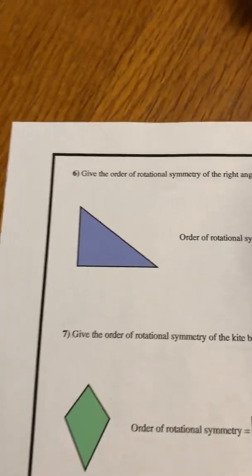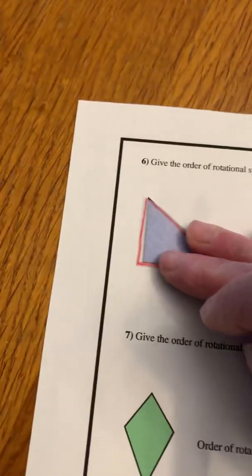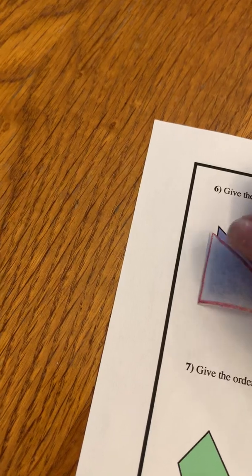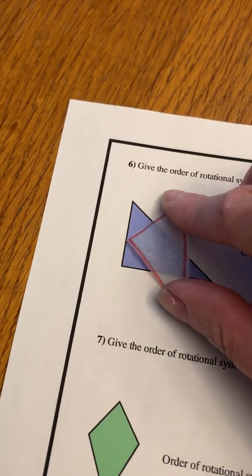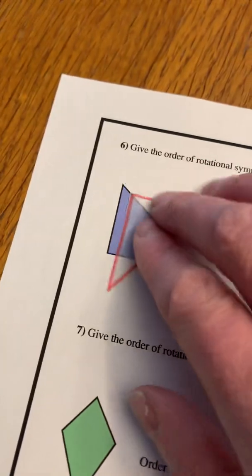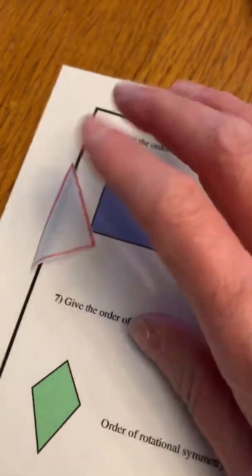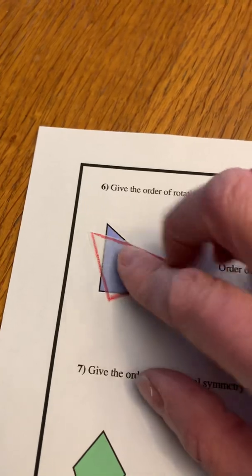Okay, now we're going to move on and give the order of rotational symmetry. What I did here was take a piece of parchment paper, and I'm going to see if we can rotate it so it lands on itself. As I'm rotating it, you can see there's no place where it folds onto itself. As I keep going, I'm going to have to do a full 360-degree rotation before it comes back on itself, right?